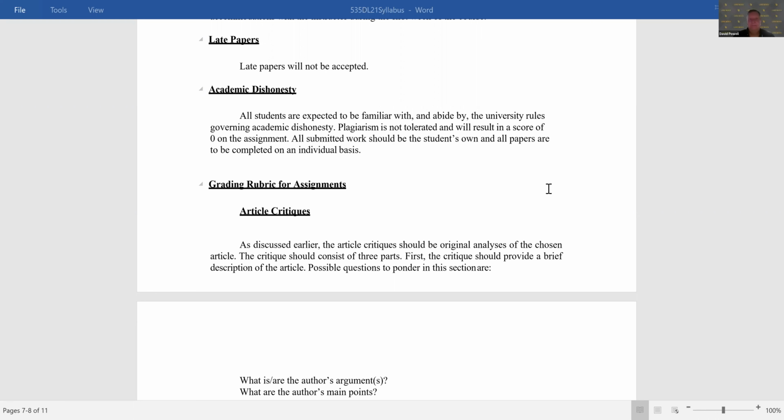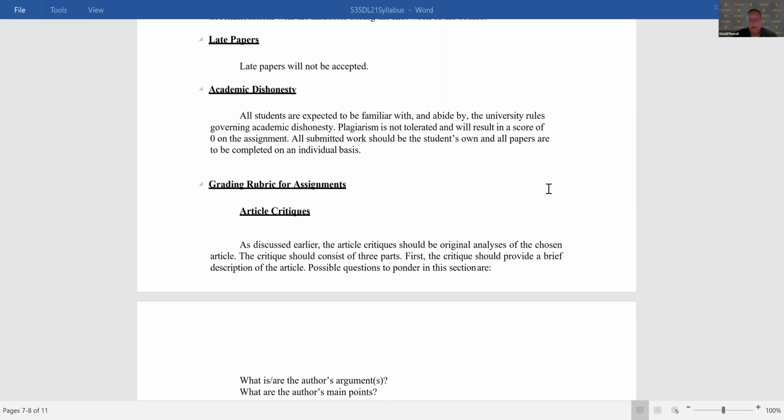Thank you. Jocelyn, go ahead. For the critiques, do you want them single spaced or double spaced? Double space, please. And again, the length of the critique will depend upon the article you're selecting.